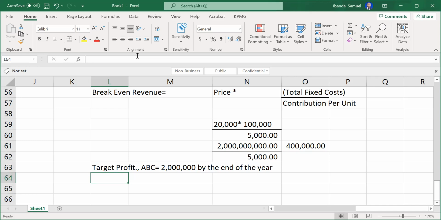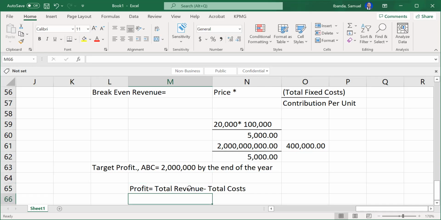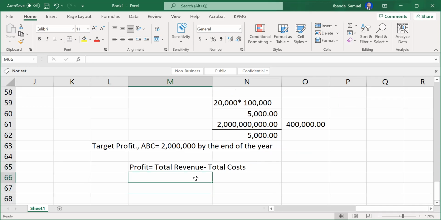So we know very well that profit is given by total revenue minus total costs. Profit is given by total revenue minus total costs.